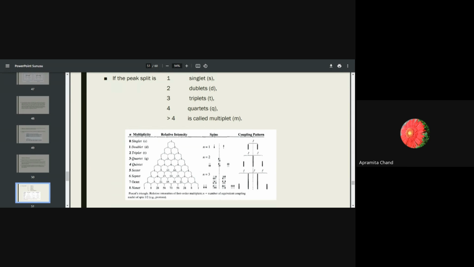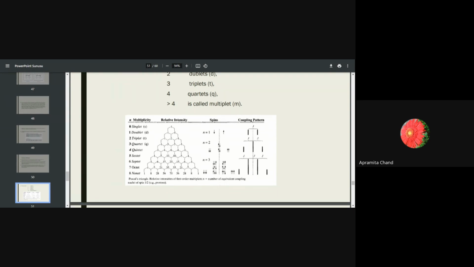As soon as we get a triplet, in a Pascal's triangle, what happens is 1 plus 1 becomes the middle, and the others remain the same. So 1:2:1, that is the relative intensity. For a triplet, the relative intensity will be 1:2:1.